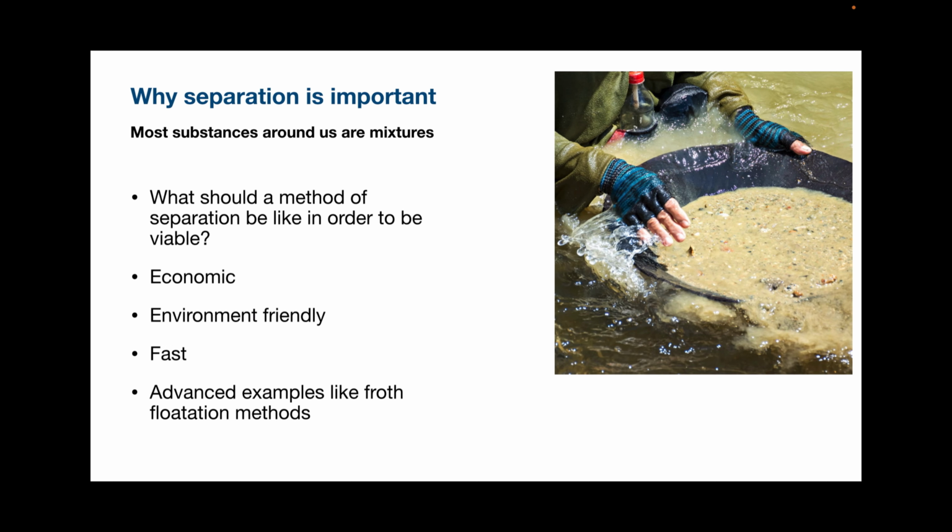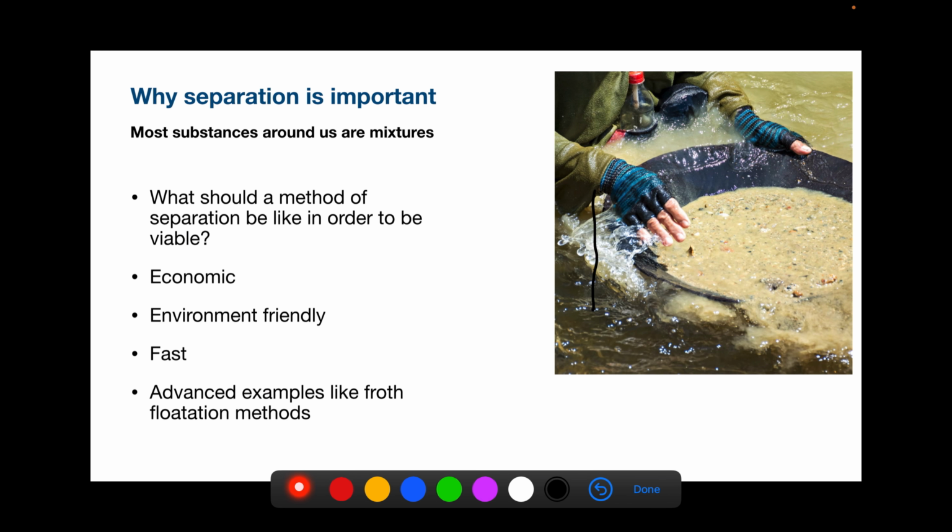sand and pebbles. Here you can see this particular gentleman, he is going through this slurry in a river where he is hand picking the nuggets of gold which are there in this slurry. So as you can understand, this slurry consists of pebbles, stones, sand, and so on. Among them he is hand picking this stuff which is of more economic value.